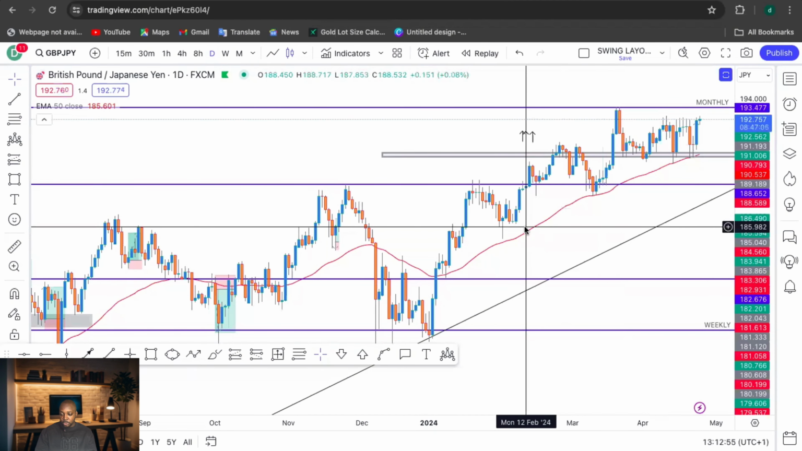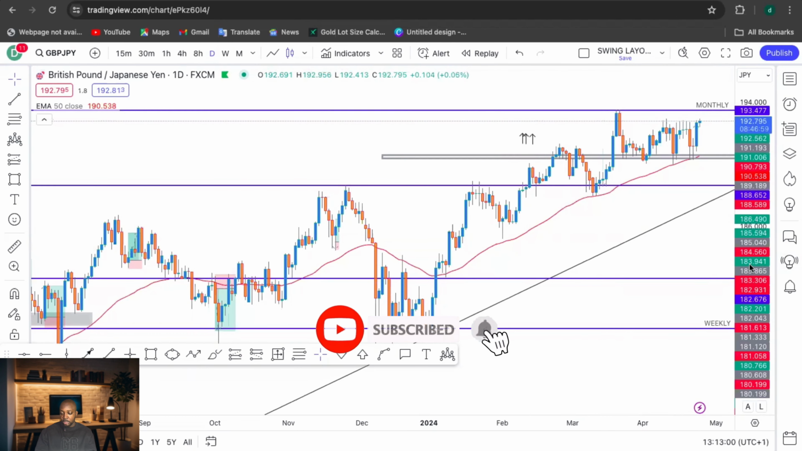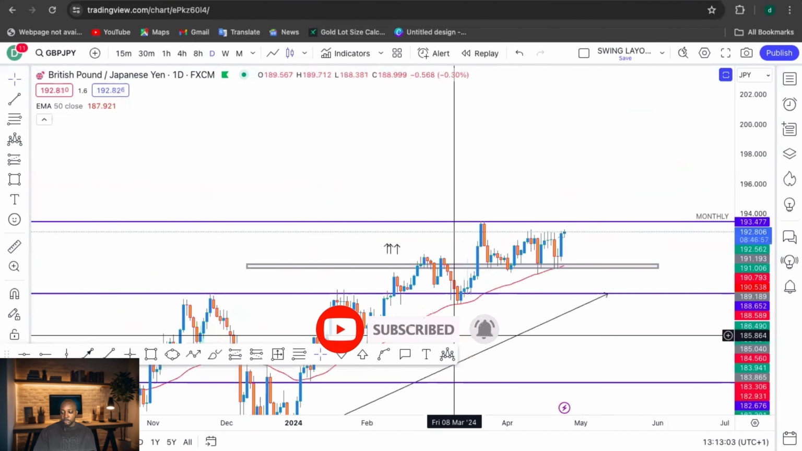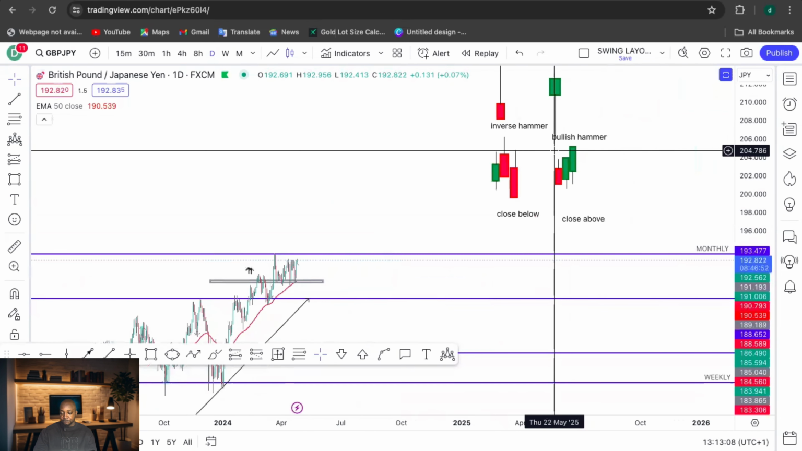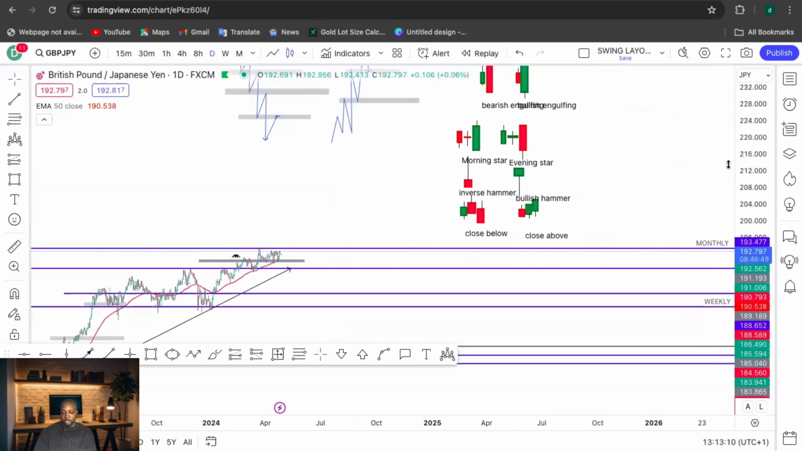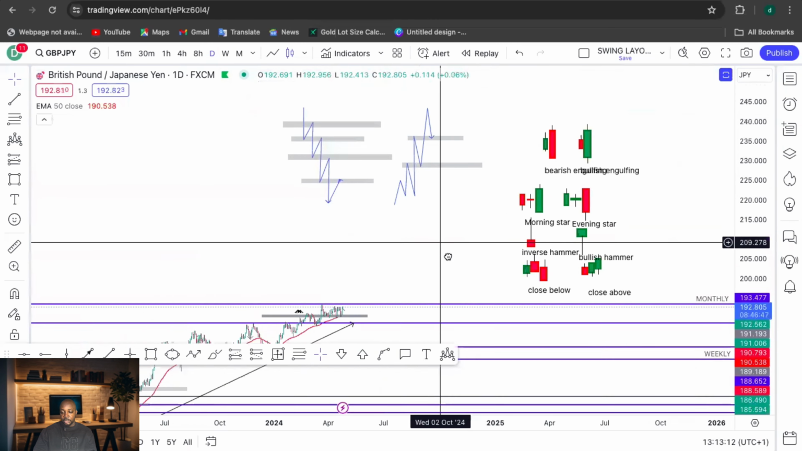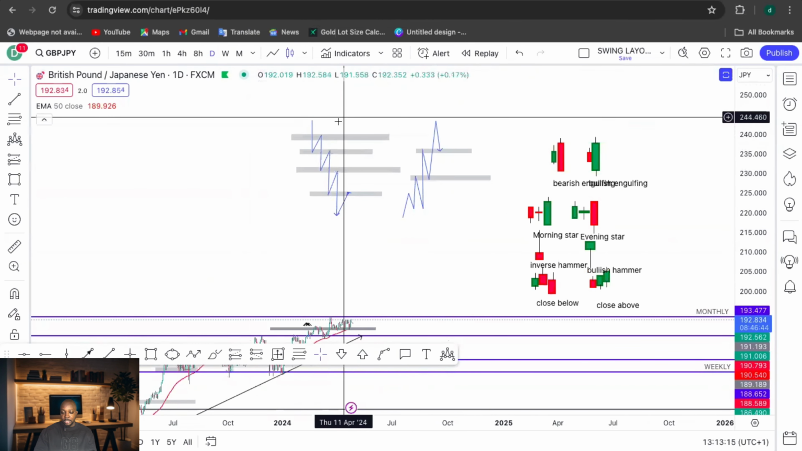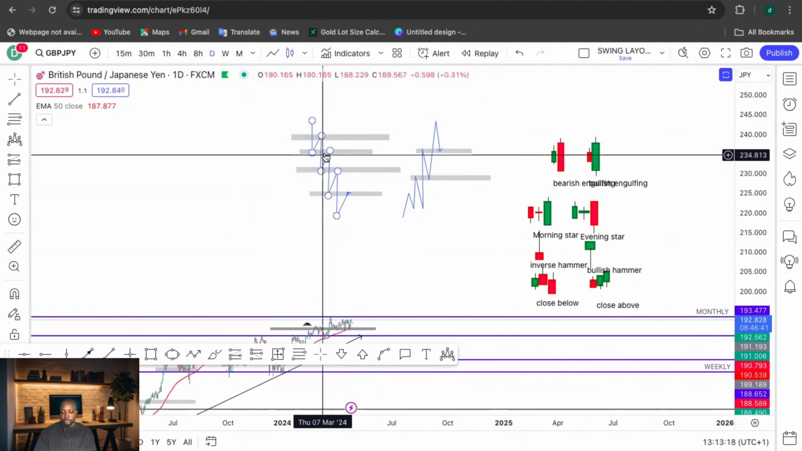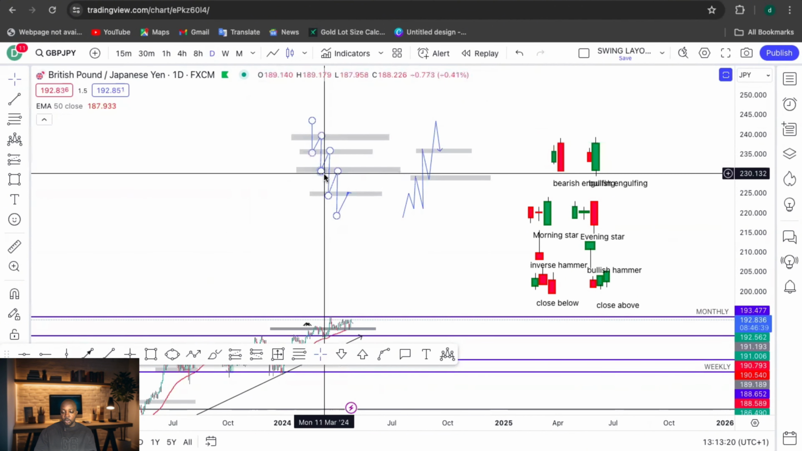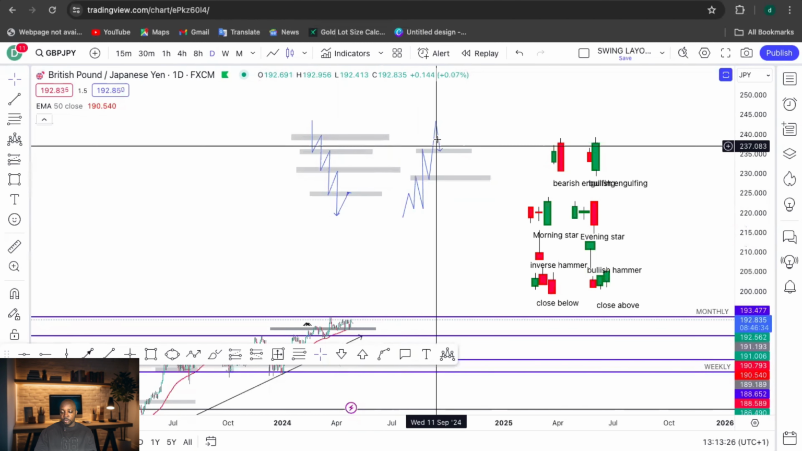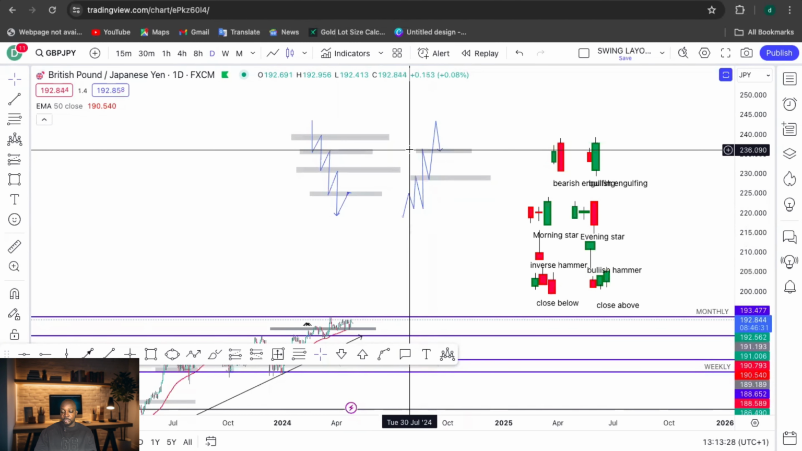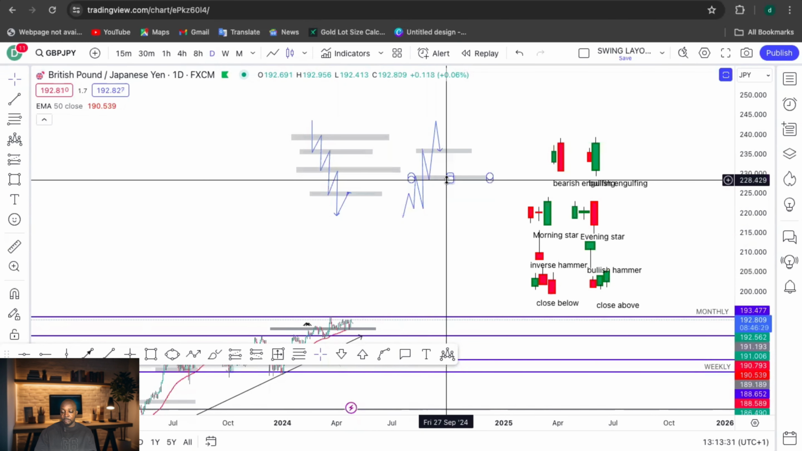So let's do a little bit of recap of what we spoke about in the previous video, so we can be sure that we got everything we explained. Okay, there it is. We spoke about entry at points of structure. You can either enter at the previous support that turns resistance, or the previous resistance that started the move. Same thing with an uptrending market. Either enter at the previous resistance turned support, or the previous support that started the move.